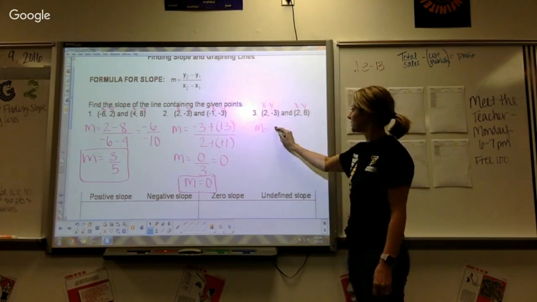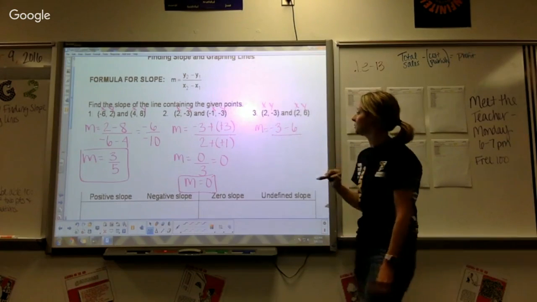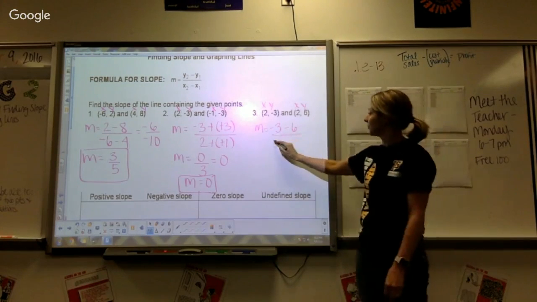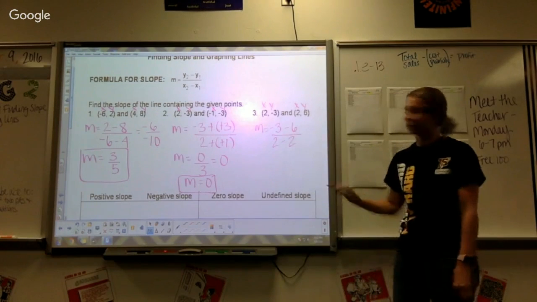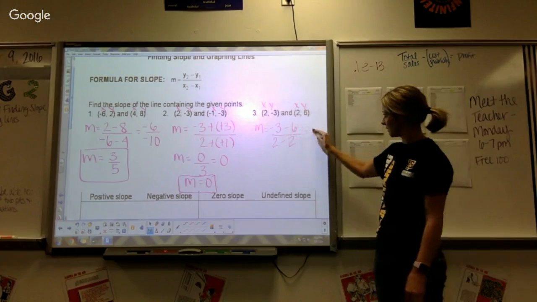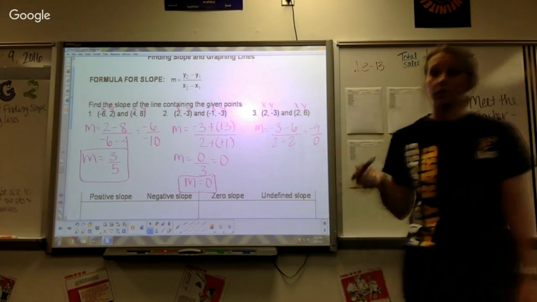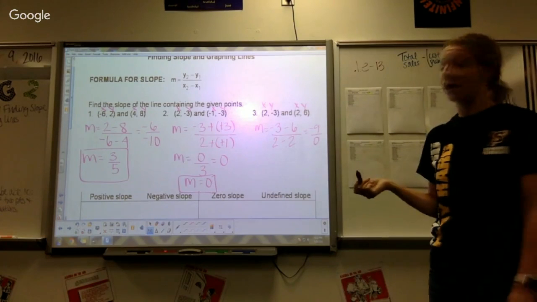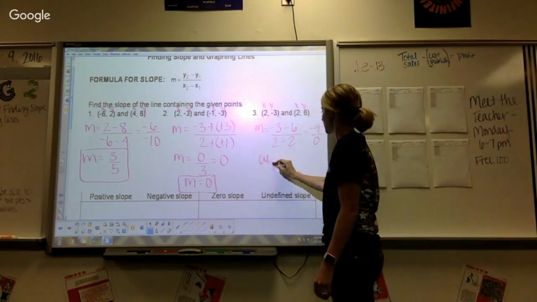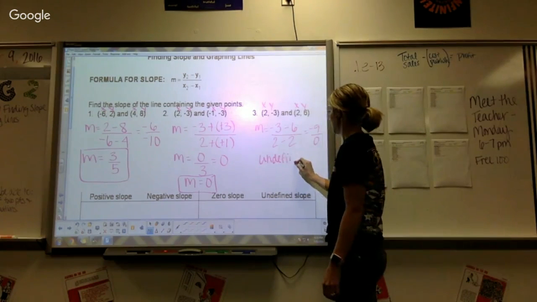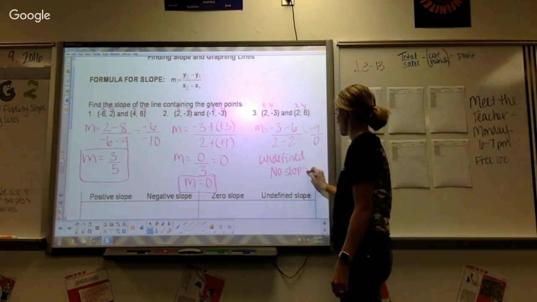So first y value is negative 3 minus your second y value, which is 6, over your first x, 2 minus your second x, which is 2. So on top, you would get negative 9 over 0. Now, if you were to type that in the calculator, it's going to say error because that's undefined. You cannot divide by a 0. Okay, so that's undefined. So therefore, there is no slope.